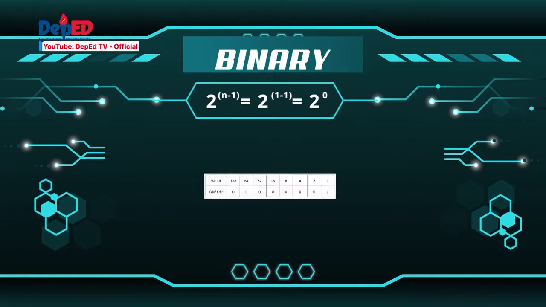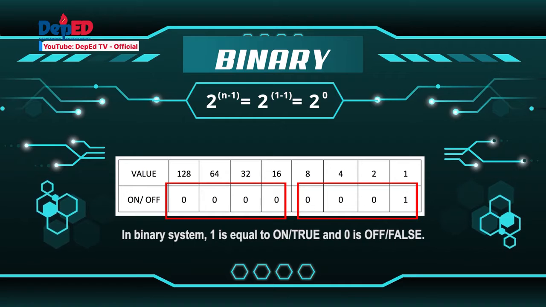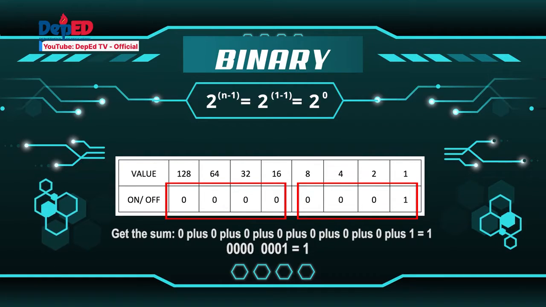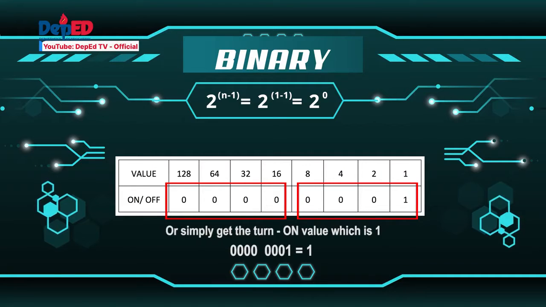In the binary system, 1 is equal to on or true and 0 is off or false. To read a binary number, get the turned on value only and sum it up. There is no need to include the turned off value. For example, 0, 0, 0, 0, 0, 0, 0, 1 is equal to 1. Get the sum: 0 plus 0 plus 0 plus 0 plus 0 plus 0 plus 0 plus 1 is equal to 1. Or simply get the turn-on value, which is 1.